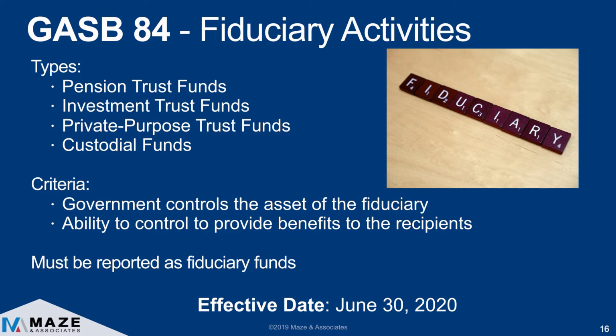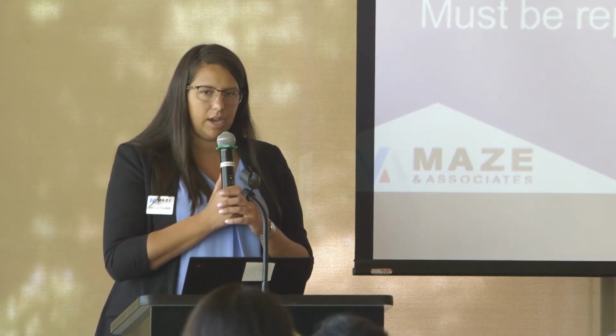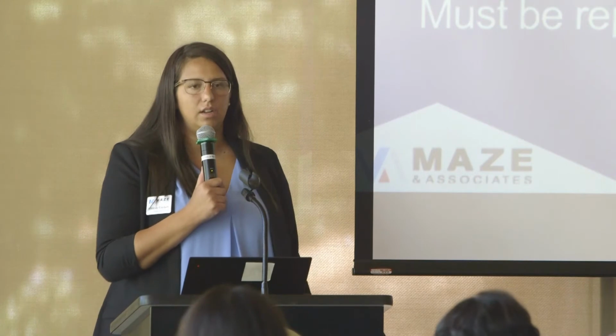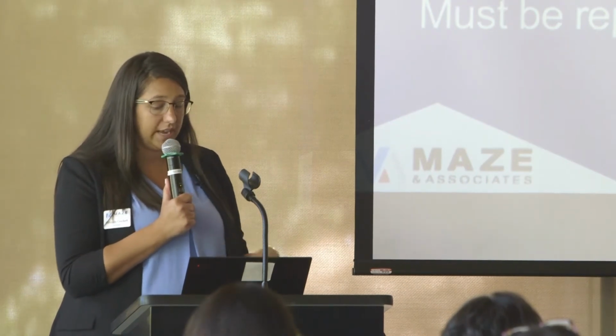Okay, so now we're moving on to fiscal year ending June 30, 2020. So the first one effective then is GASB 84, which is fiduciary activities. And this GASB was established because there's no real guidance on reporting fiduciary activities. So the thought process behind it is to provide more guidance and to also outline the different types of fiduciary activities. But basically, in order for an activity to be considered fiduciary, the government must have the control of the asset of the fiduciary and also must have the control of providing the benefits to the recipients of the fiduciary. So as long as those two criteria are met, it would fall under this GASB.